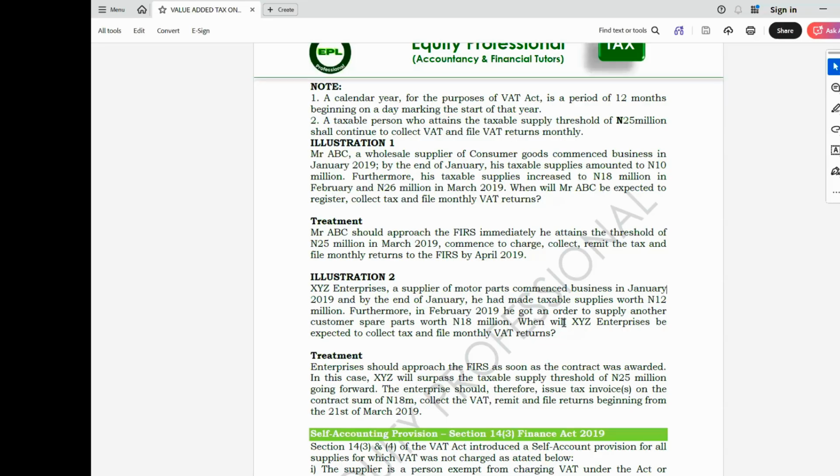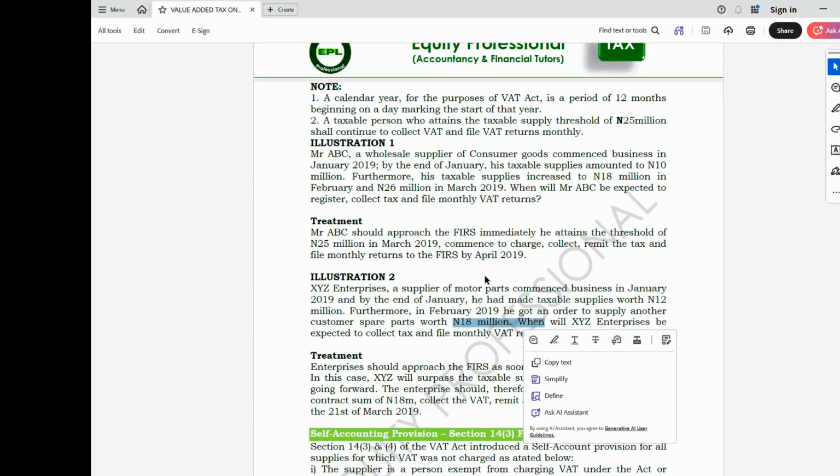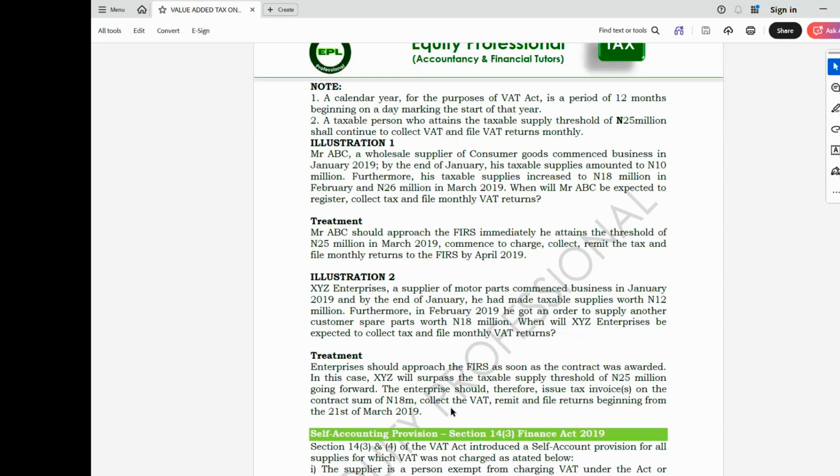25 million. So by that, it's expected to start charging VAT as soon as he finds out that he exceeded that threshold, which is from February. And we start remitting VAT in March. So it will charge VAT on this 18 million in February and remit it in March to the relevant tax authority, on or before 21st of March.